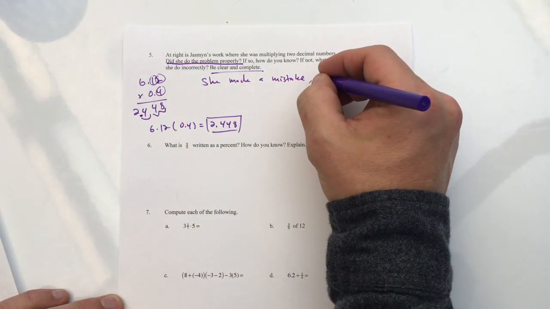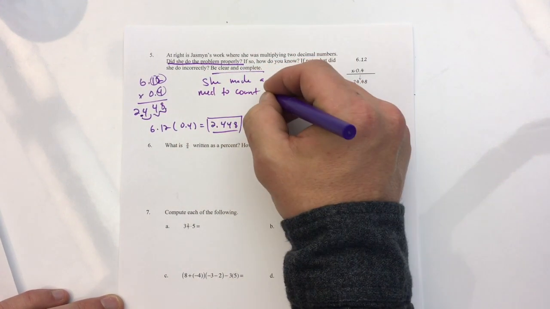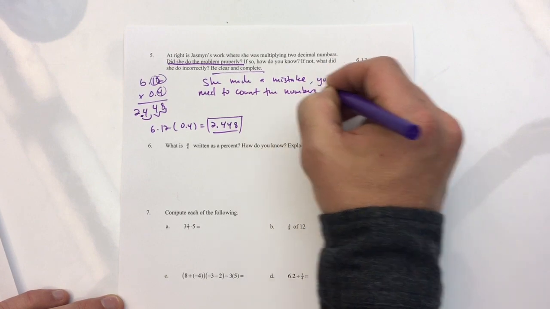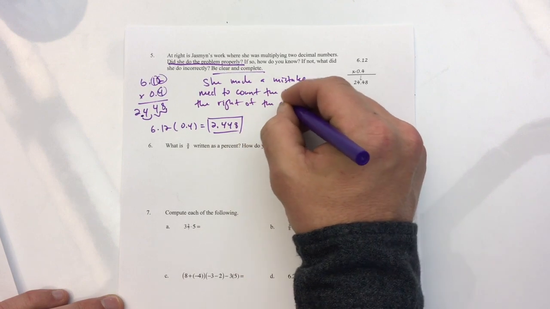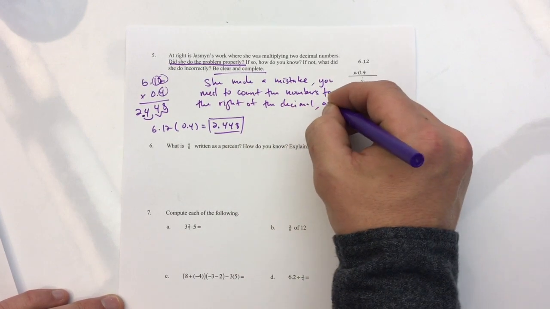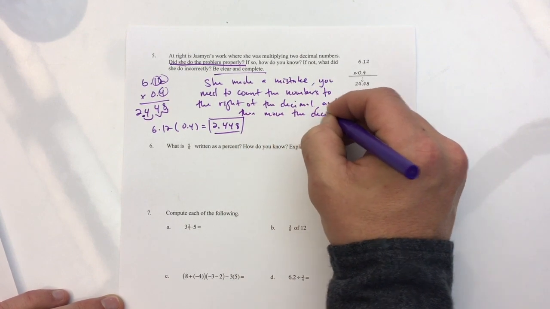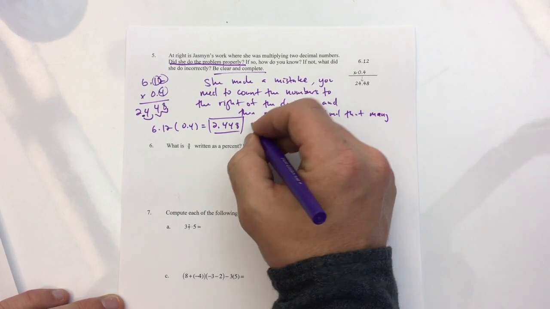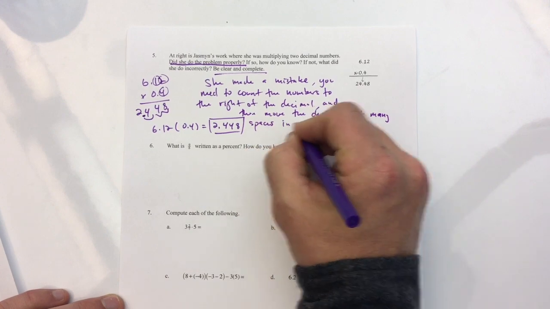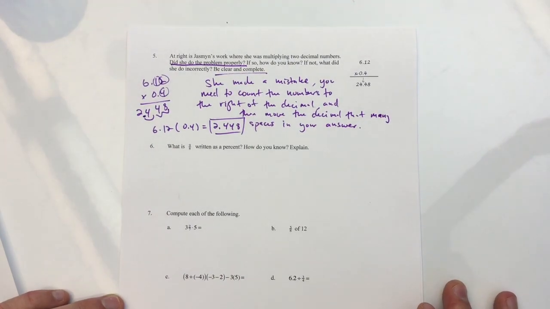Let's see. You need to count the numbers to the right of the decimal, and then move the decimal that many spaces in your answer. Again, a 2-point question. 1 for the explanation, 1 for getting the right answer.